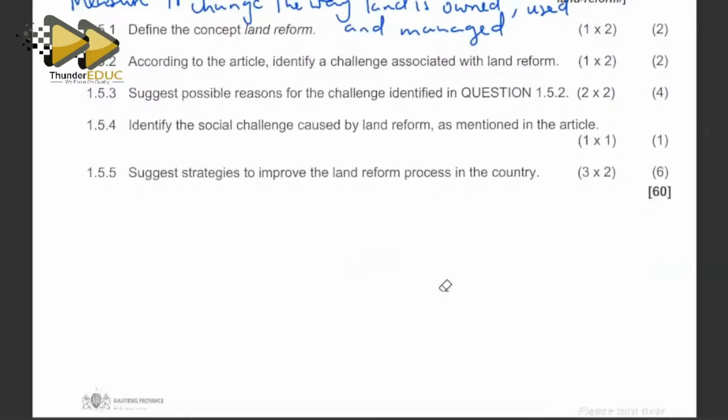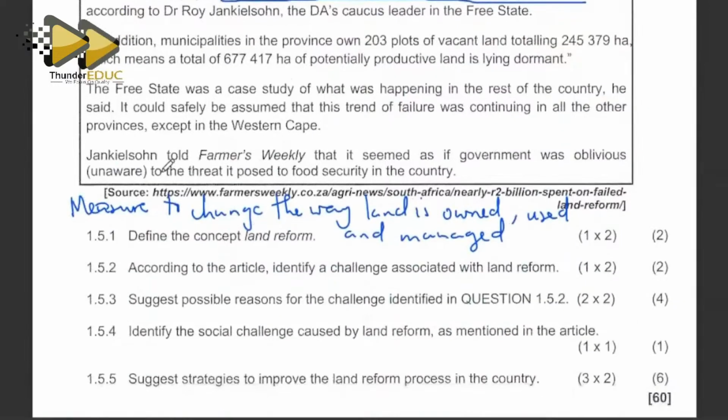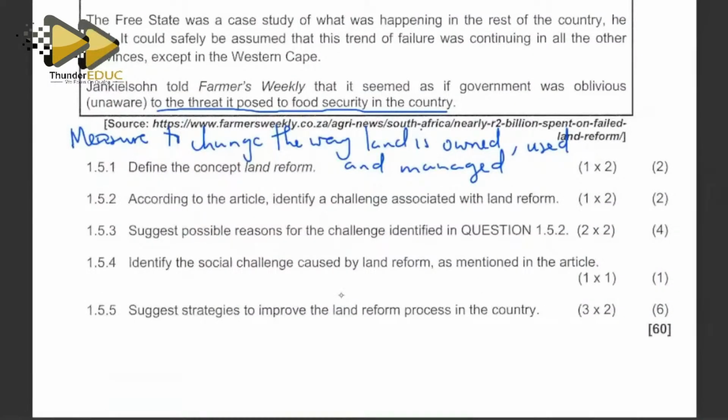Identify the social challenge caused by land reform as mentioned in the article. Identify the social challenge that has been caused by land reform. Right. If we check there, the social challenge, we are saying, how is the society affected? On the last part, it says that it seemed as if the government was oblivious to the threat that it posed to food security in the country. So the threat that is going to happen there is a threat to food security. The country will become food insecure because of a failed land reform.